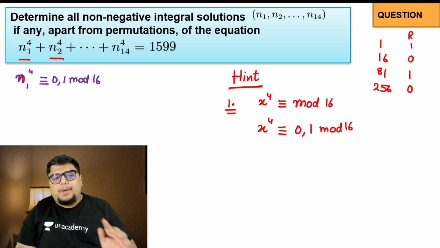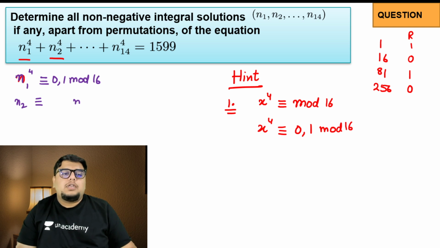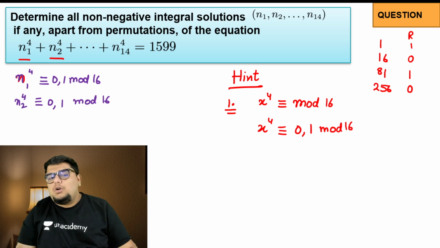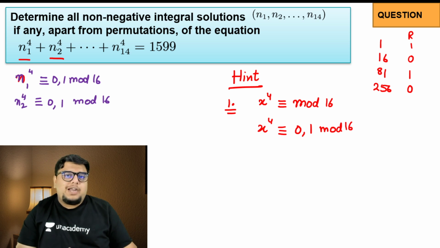Okay? The remainder could be 0 or 1. Similarly, for n2, if I divide n2 to the power 4 by 16, the remainder again has the possibility of being 0 or 1. Only two possibilities of remainders.